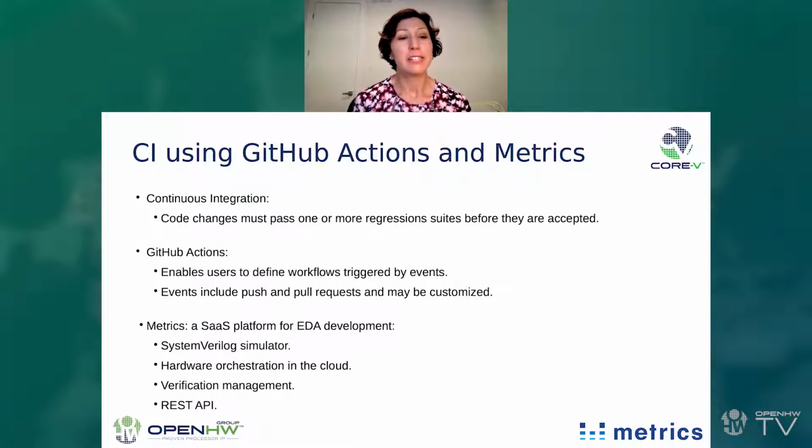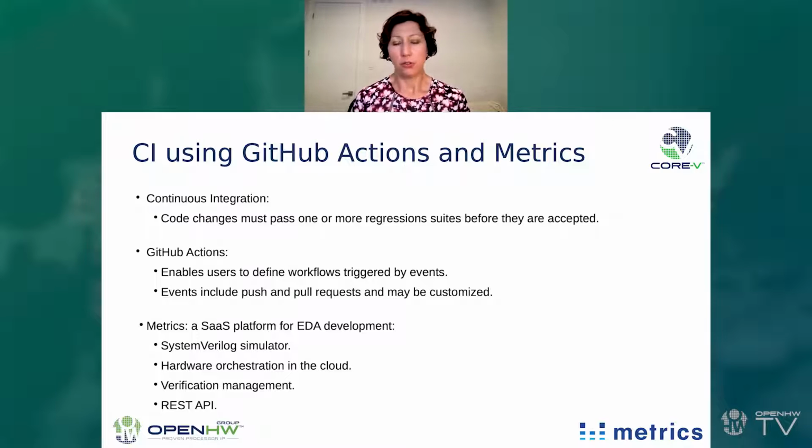We also have a set of web-based tools, including verification management and artifact viewers for log files, waves, and coverage. So with Metrics, you never need to install any software. Everything is available in the cloud. We also have a REST API, meaning that anything you can do with our web application, you can also do through the API. And that is the facility that enables us to work with GitHub Actions. It also enables many other automations.